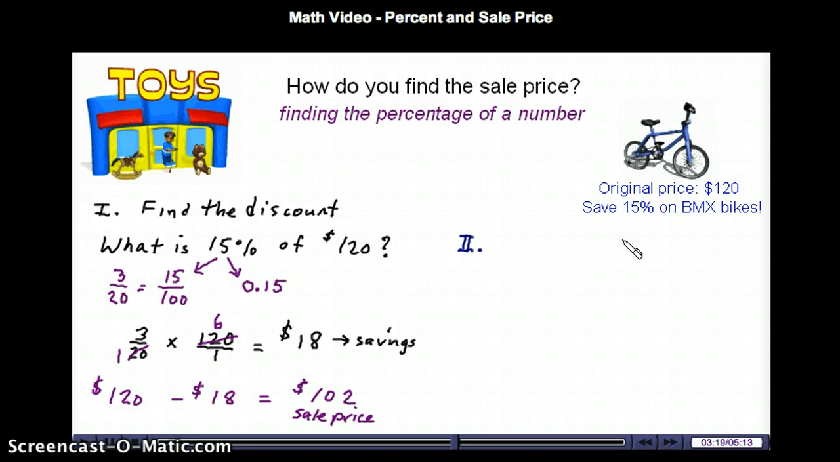In the second method, we find the sale price directly. And the way to do this is to realize that if you're going to save 15% on the purchase of a bicycle, that means that the sale price is going to be 85% of the original price.